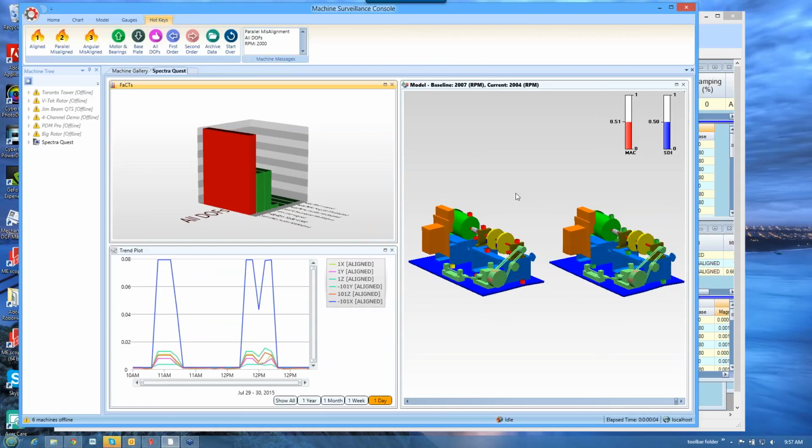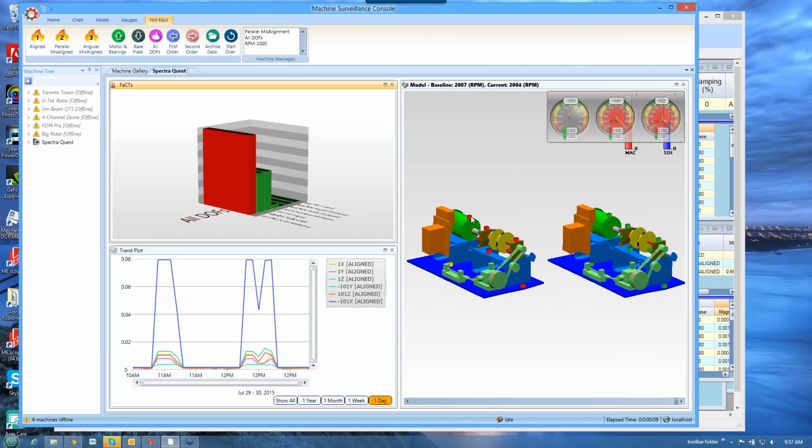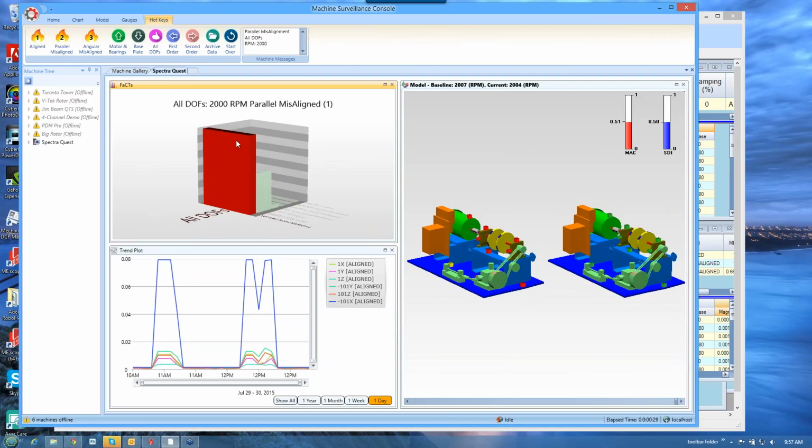You can see the values have dropped. Here's another feature in the console. I can actually look at the shape DOF values, and we haven't set up warning levels, but you can see that two of the directions are red. That means that they're in the warning condition. They've exceeded a warning level. And over here, in FACS, we're identifying parallel misalignment again.